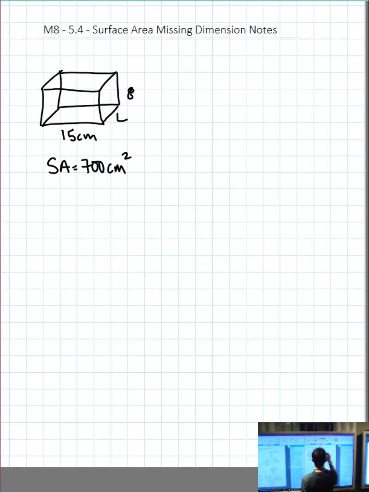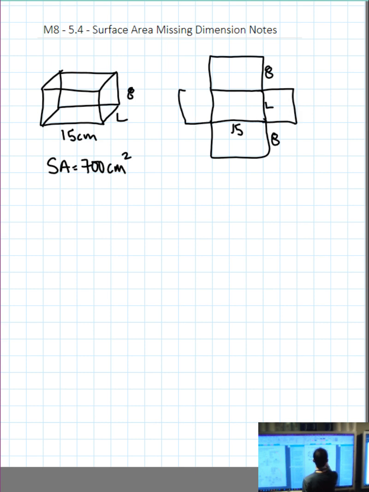So let's draw the base, which is 15 by L, and then let's draw two sides off of that, which will be 15 by 8, both of them, and then the two sides, which are L by 8, again remembering that if we have two sides that fold up together, they are the same. Then we can calculate all of these individual areas.